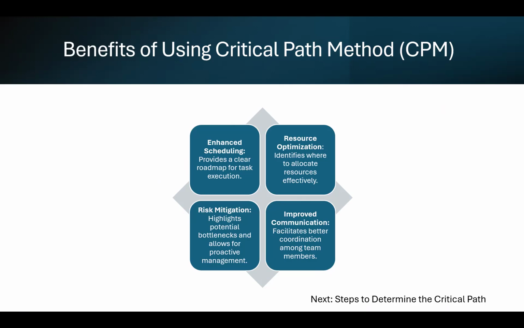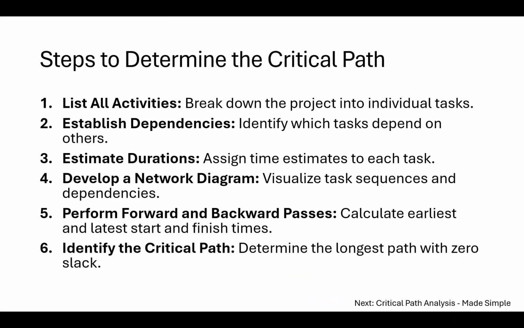So how do you determine the critical path? Follow these steps. List all the activities, establish dependencies, which tasks are dependent upon other tasks. Where do they fall in lines of completing the project? What comes before it? What comes after it? Estimate the durations for each activity. Develop a network diagram. Perform forward and backward passes and identify the critical path.